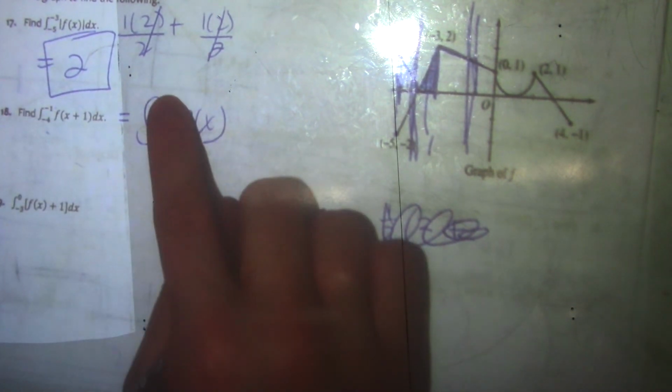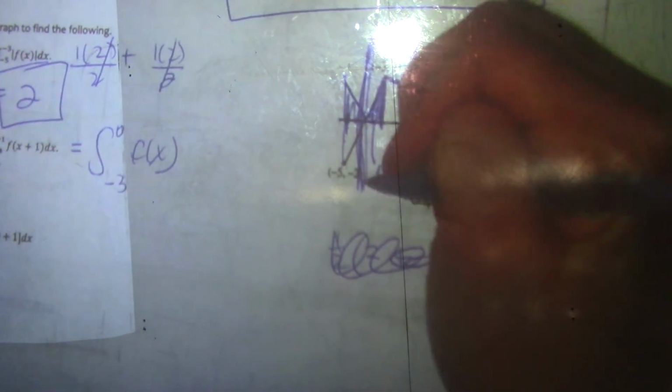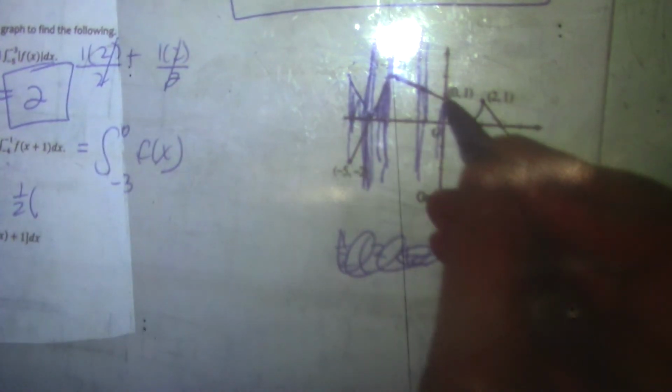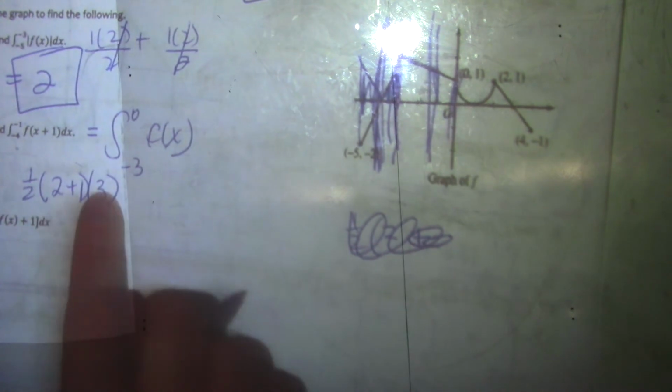So this would be -3 to 0. And -3 to 0 is just 1, 2, 3. Just this trapezoid right here. So it's going to be 1/2 height of 2 and then height of 1 times base of 3. So 3 times 3 over 2 is 9/2 or 4.5.